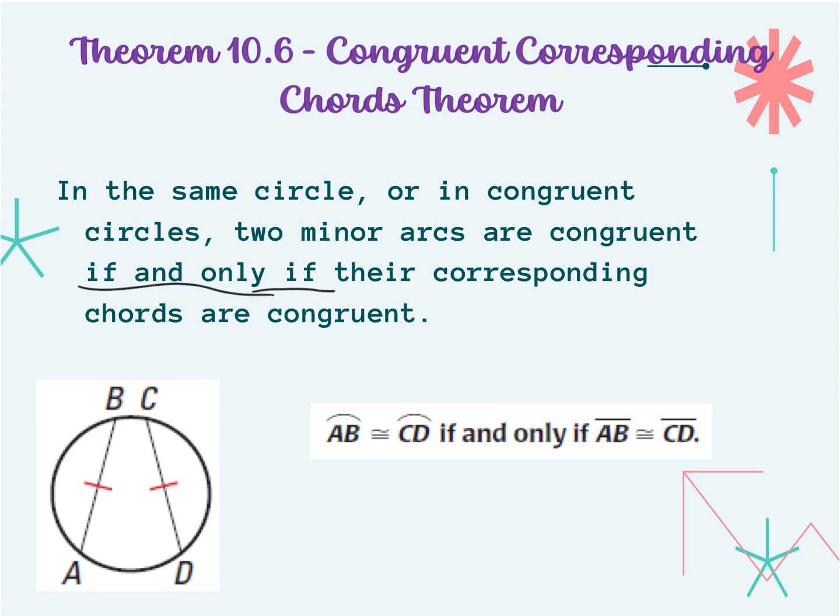No. Alright, so for example, arc AB is congruent to arc CD if and only if AB is congruent to CD, the segments. So you can say these two arcs are congruent because their segments are congruent.